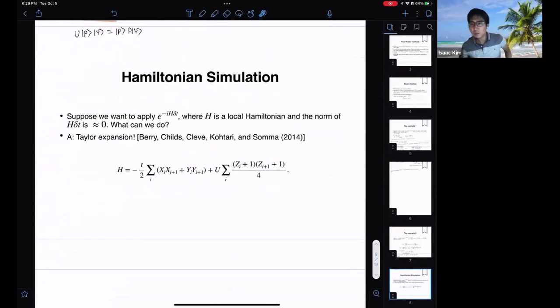So I hope the name is clear at this point. A linear combination of unitary is literally a method to approximate a unitary operator by a linear combination of unitary. So obviously, if you have a general linear combination of unitary, that is not going to be a unitary operator. But the hope is that you find a linear combination which is close enough to the unitary operation that you want to actually implement.